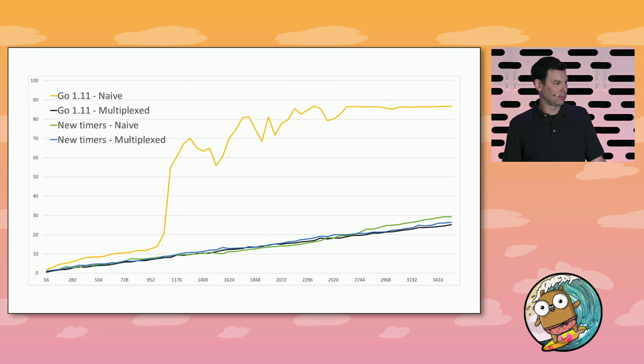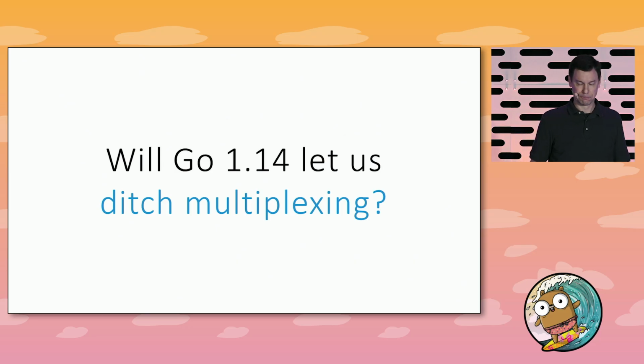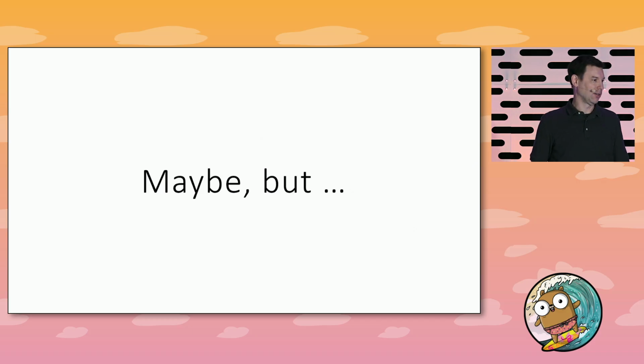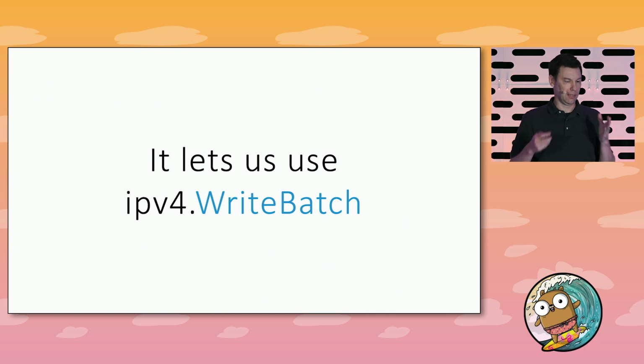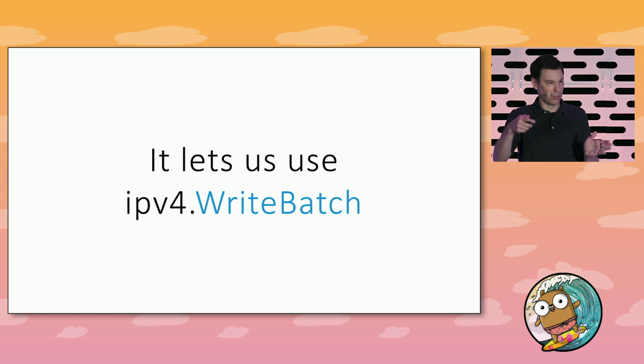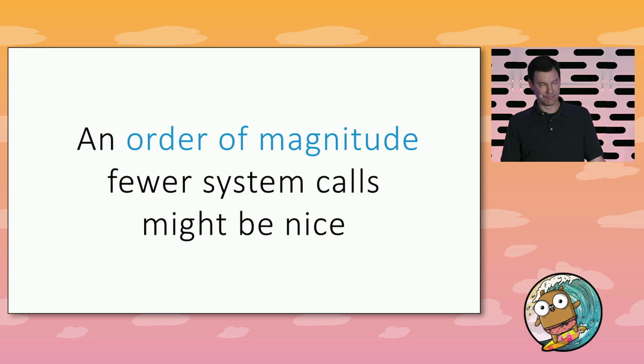So would that let us just get rid of our code when Go 1.14 comes out? Maybe, but there's another thing our multiplexing approach lets us do. We now have in our control a bunch of packets ready to send at a time we know, and instead of looping over them and sending them individually, we could potentially call this method from one of the golang.org/x/net packages that lets us send multiple packets with one system call on Linux. And an order of magnitude fewer system calls sounds good to me. But we haven't tried it yet, so that's next, so we'll see. Thank you.